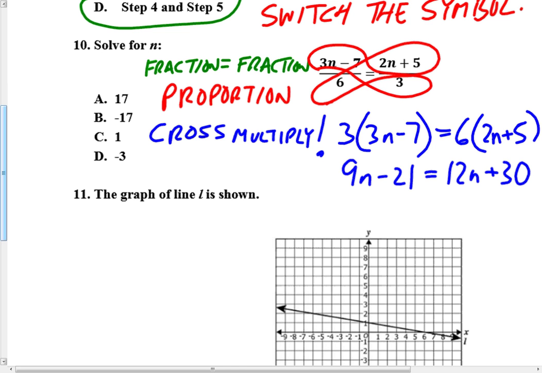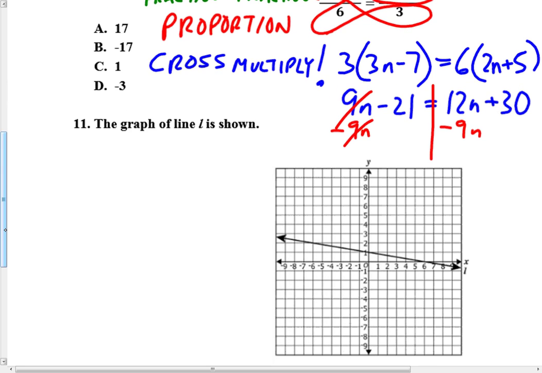Tell me how to deal with variables on both sides. If you got an n here and an n here, what do you do? How do I deal with that? What you do is you start off with the x. It's best to go after the little one. 9 is smaller than 12. Move that one. I've got negative 21 equal to 3n plus 30. I'm going to move that over here.